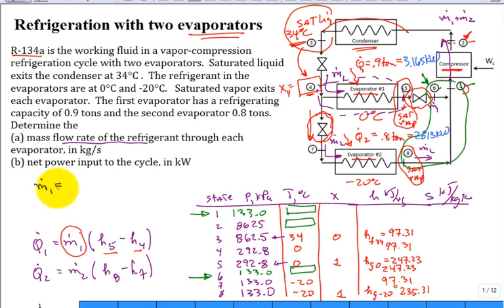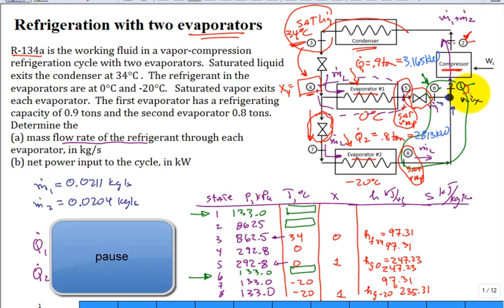We calculate M.1, it's like 0.0211 kilograms per second. And the mass flow rate through the second evaporator comes in at 0.0204 kilograms per second. Now knowing M.1 and M.2, and knowing what happens right there, it's mixing, M-I-X. We have an inlet, and one outlet. Can you tell me what H1 is? What's the enthalpy at state 1?